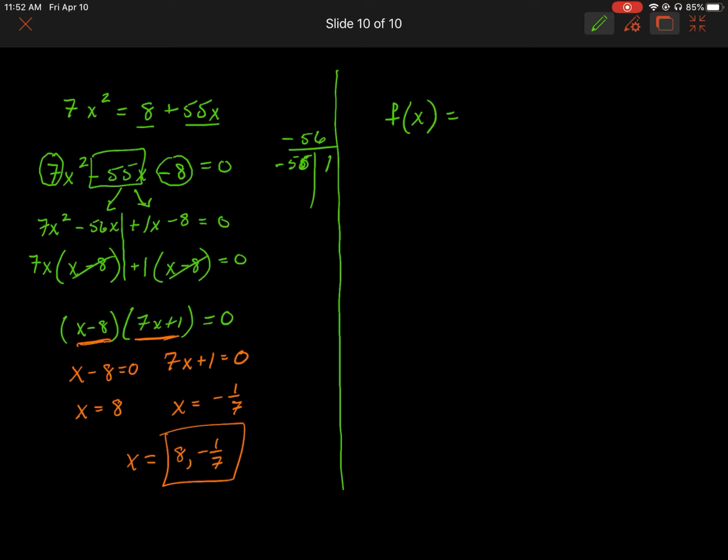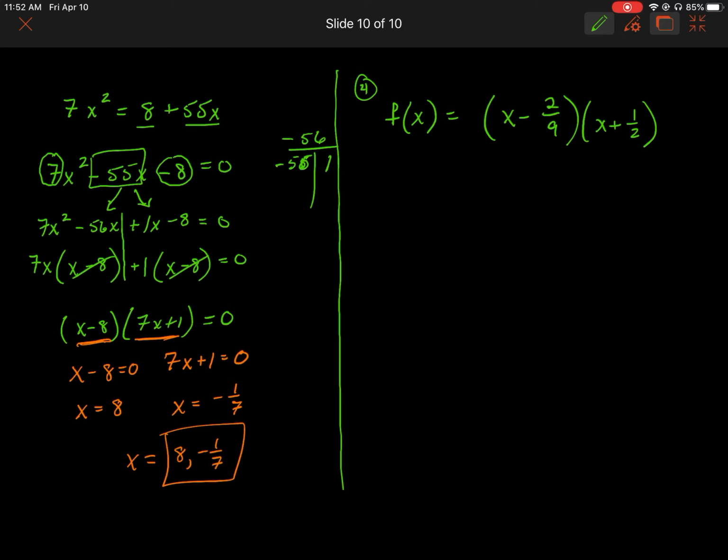Let's take a look at number 4. Okay, number 4 on the assignment, it's not required because you're only having to do the odds. So I'll do this one as an example. F of x equals x minus 2/9 times x plus 1/2.